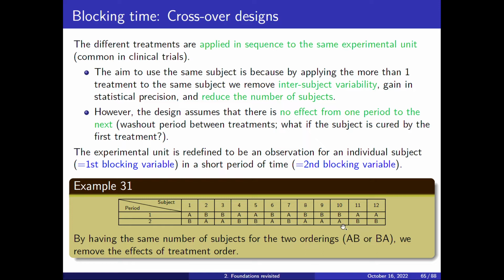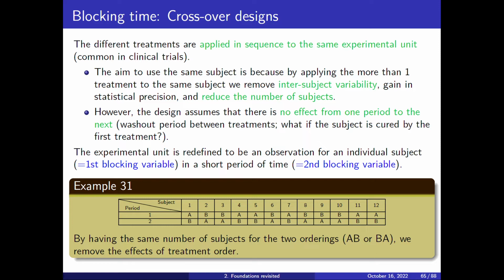We may also block time, and this is the goal of crossover designs. Also we may block the animal, because we may apply a crossover design on the same animal and different parts of the animal. So you apply a treatment to the left leg and a different treatment to the right leg, and you assume that they don't communicate. The idea is that the different treatments are applied in sequence to the experimental unit.